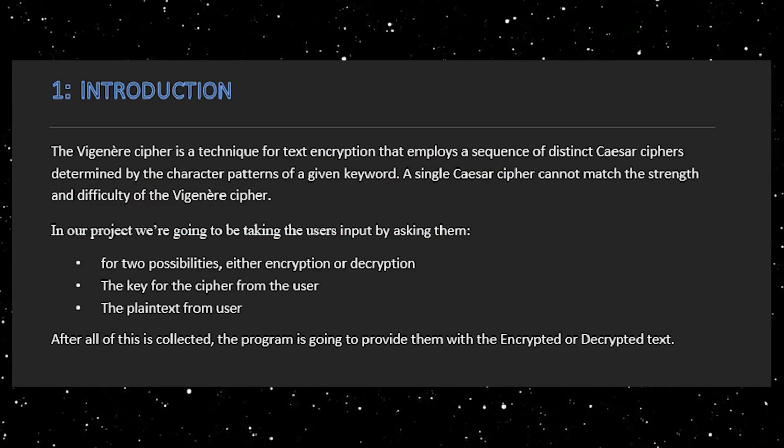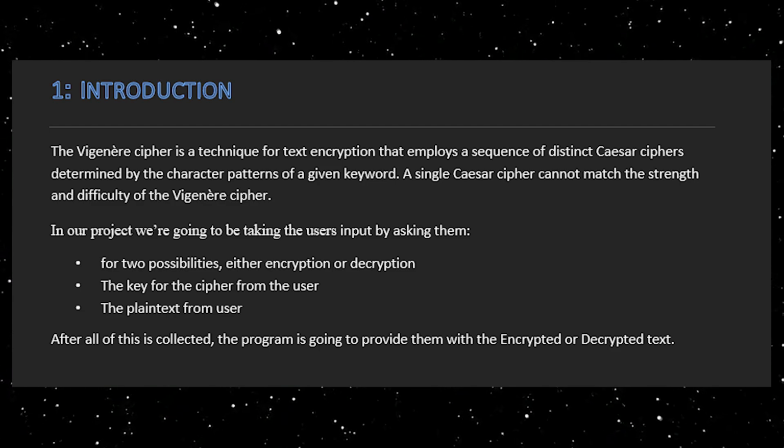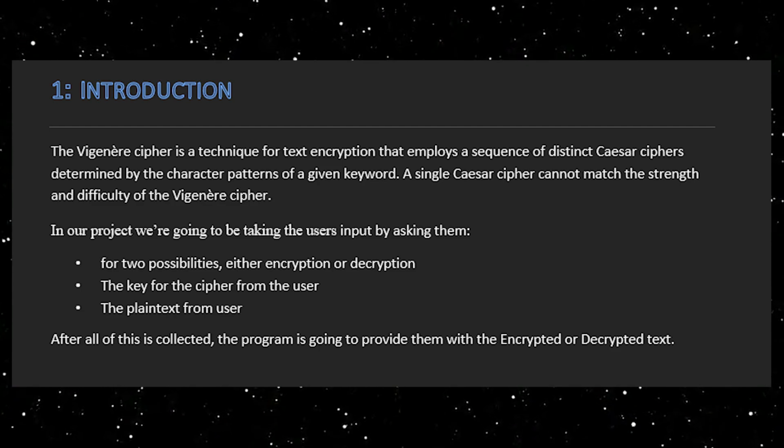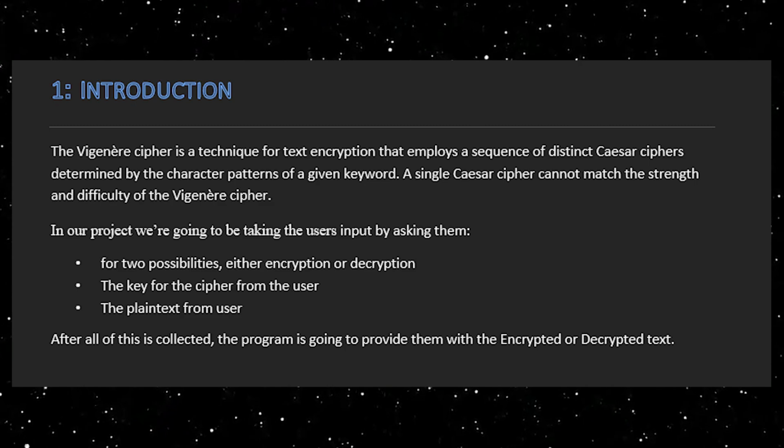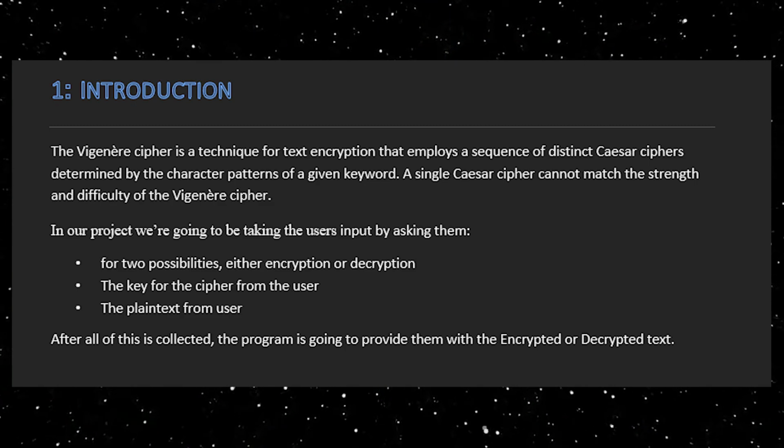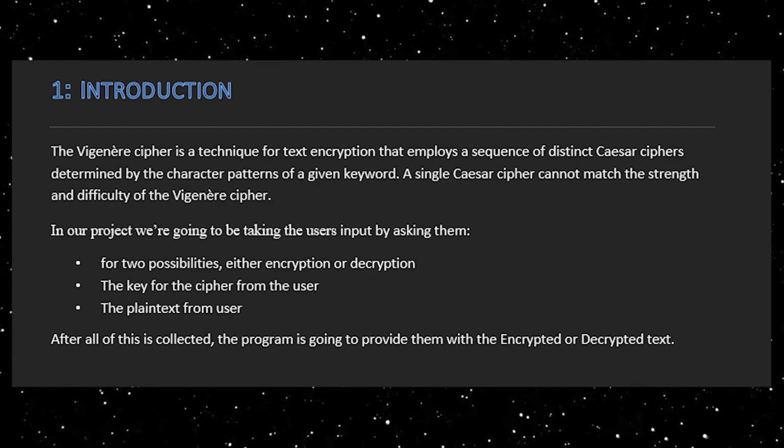Introduction. The Vigenere cipher is a technique for text encryption that employs a sequence of distinct Caesar ciphers determined by the character patterns of a given keyword. A single Caesar cipher cannot match the strength and the difficulty of the Vigenere cipher.